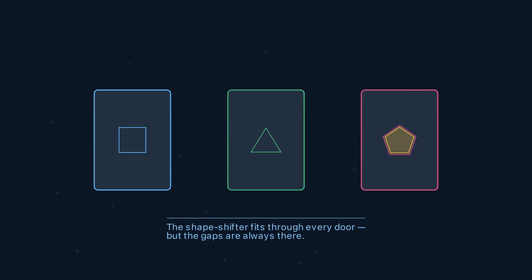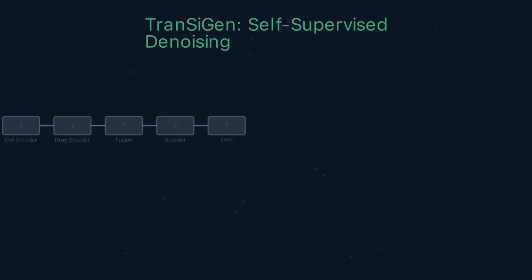And the VAE adds another layer of compromise. It generates distributions, not sharp predictions. The shapeshifter fits everywhere, but grips nothing tightly. PRnet trades depth for breadth. TranSiGen makes the most radical choice of all.